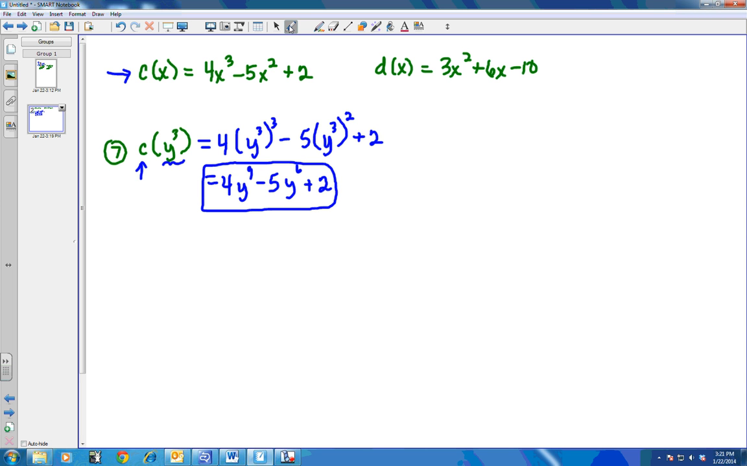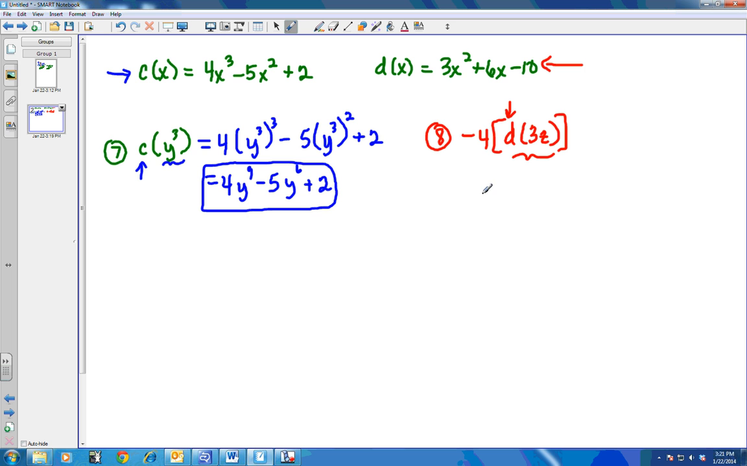Okay, let's do number 8. Number 8, the problem looks kind of weird, but it looks a lot harder than what it actually is. I have negative 4, and then I have D of 3z. It looks like that. Okay, so here's what that means. First of all, this negative 4 just means I'm going to multiply my answer by negative 4. So let's do this inside part. This inside part says go to my D equation, which is this one right here, and plug 3z in place of all of your x's.